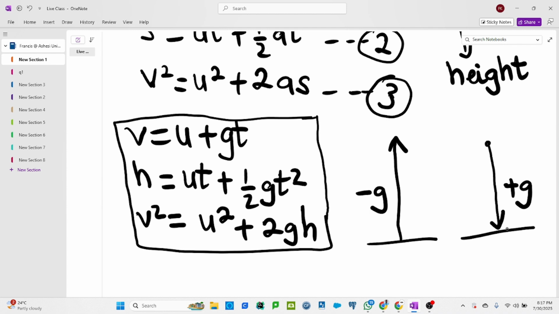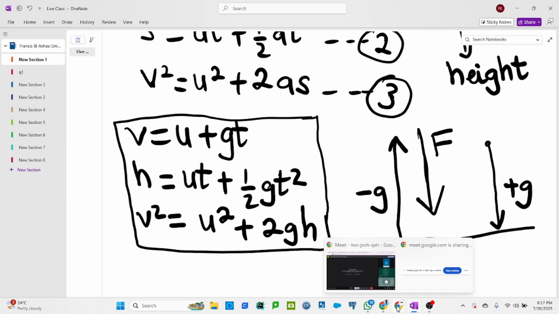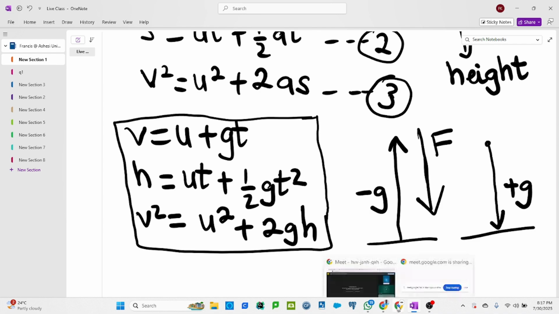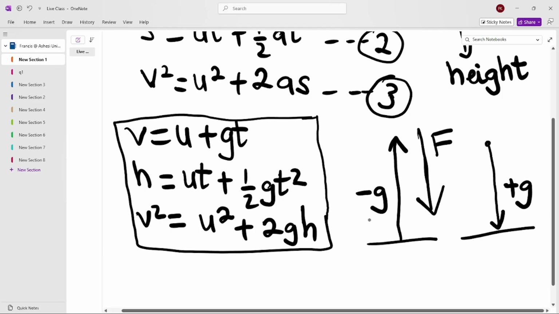Why is that so? We say that the force of gravity is always pointing towards the ground, and that force is the one causing the acceleration. So if you are throwing something up, it's as if you are throwing it against the natural force, g. Let me mute her. So it's as if you are already throwing something against the natural force g.